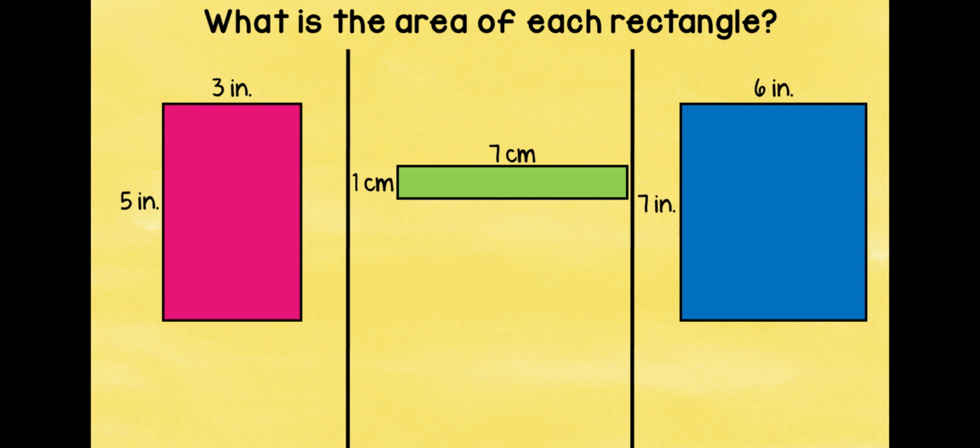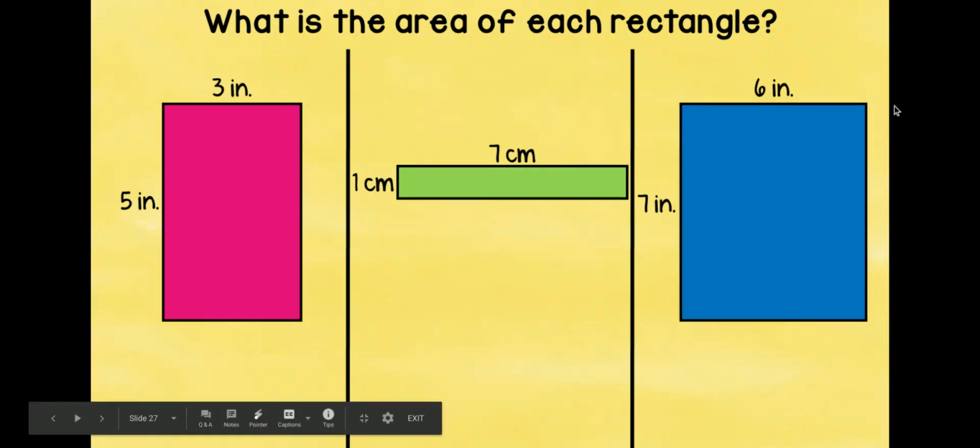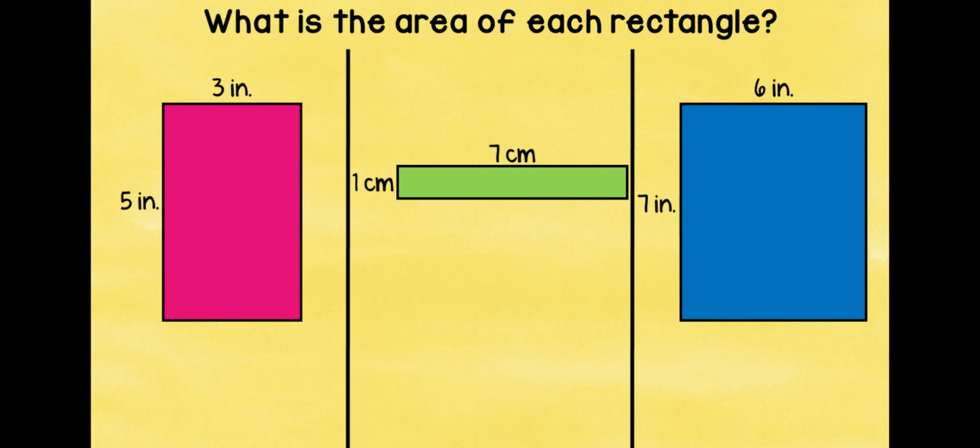Go ahead and try out these next 3. This time, though, you can't count the squares. You have to use the multiplication strategy. So we're multiplying 5 times 3 for the pink, 1 times 7 for the green, and 7 times 6 for the blue. Go ahead and pause the video and calculate those areas.